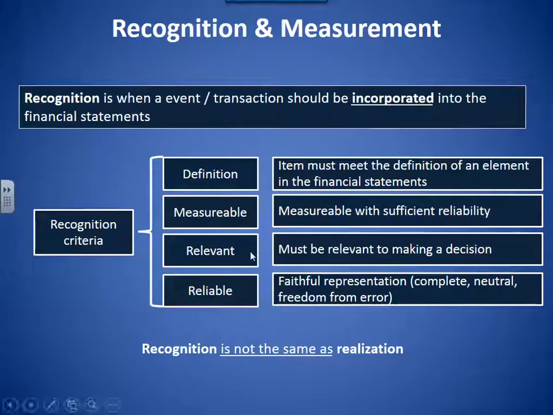It also has to be relevant. It must be relevant to making a decision. And again, decision within the context of useful information for third-party type of decision makers. Lastly, it must be reliable. It must display faithful representation, which includes the fact it's complete as a transaction. It's neutral, in other words, it hasn't had any type of political influences to manipulate the accounting, and free from error.